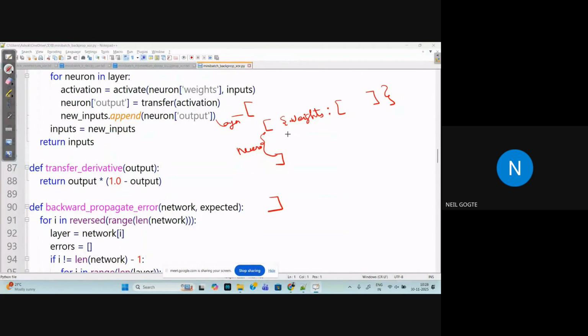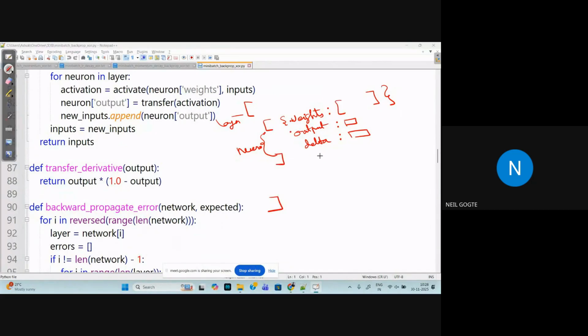And then we have added two more fields to it. One of the fields is the output of each layer. We have added this. This is a scalar value. This is not a list. Then we have added a delta, which is also a scalar value associated with each neuron.